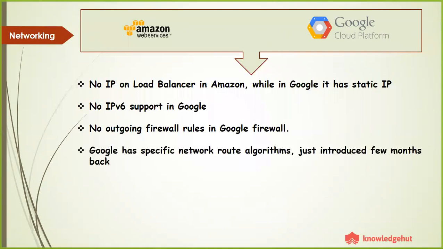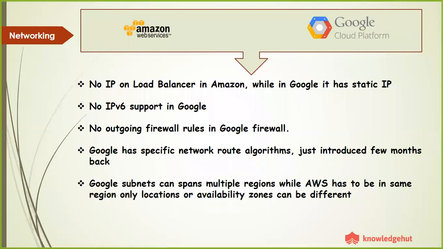And Google has a specific network route algorithm which they introduced just a few months back. One good thing with Google is that they are market leaders. They have more than 10 products on which they get more than 1 billion users per day. And they are using this experience in their cloud offering. So they were using this algorithm on YouTube for the last few years, and using that algorithm, they were able to improve the latency by 5 to 30%. And now that algorithm is available to each and every cloud user of Google.